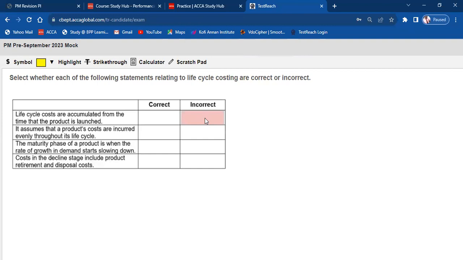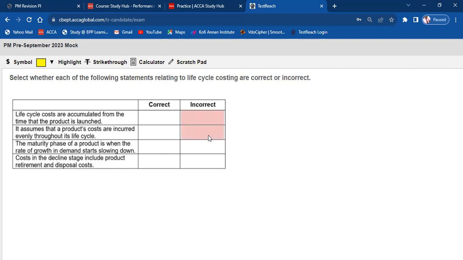Number 2 cannot be correct. Life cycle costing assumes that a product's costs are incurred evenly throughout its life cycle. So every year we spend the same amount of money. Every phase of the production we spend the same amount of money. That's absolutely false. The third one is correct.